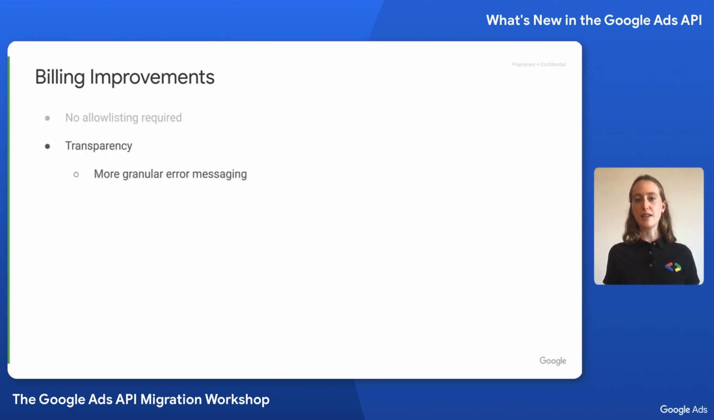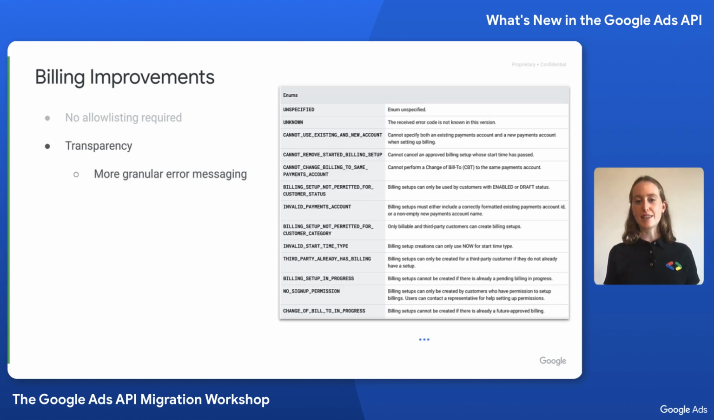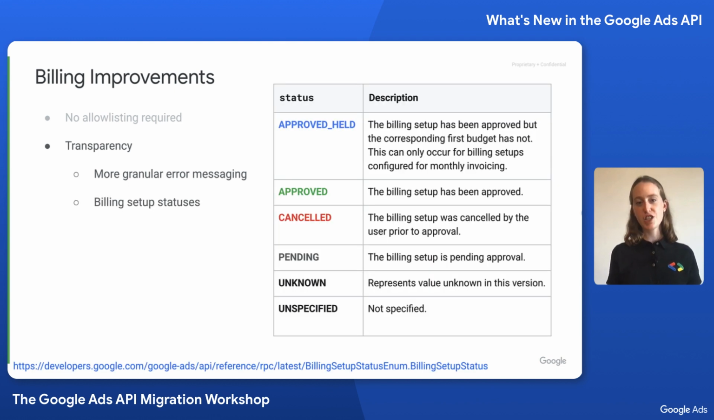Another huge improvement is with regards to transparency in billing. Specifically, the error messages are far clearer and easier to interpret. So in the AdWords API, you might have seen ambiguous messaging like generic billing error, versus in the Google Ads API, where you have all these specific billing errors that provide a much more actionable name and description. This isn't even all of them, which isn't to say that there are more ways to go wrong, but rather more information available when something does go wrong. And in addition to that, we've made the billing setup status available through the API to give you a clearer picture on the state of your billing.